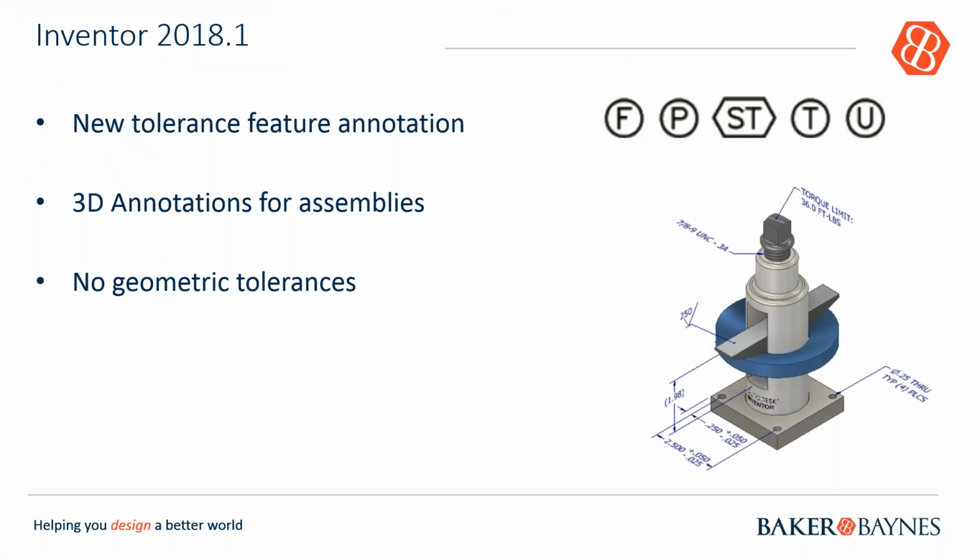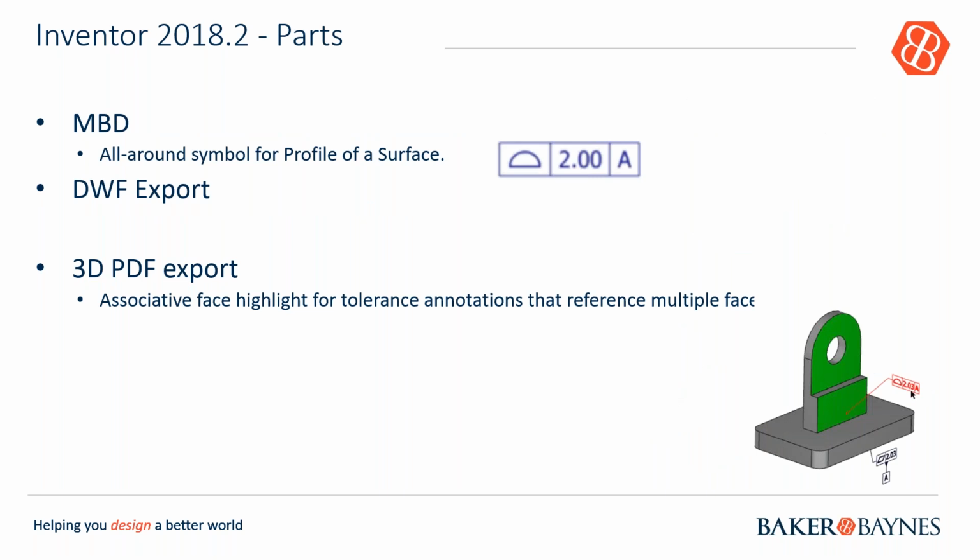If we look at the Inventor 2018.1 enhancements, we find that the new tolerance feature was introduced, okay, with nice new tolerance annotations that came in with it, 3D annotation for assemblies, and also geometric tolerances in 2018.1. And you can see that it had the free state, the projected tolerance zone, and also the statistical tolerance that you could use, but also the tangent plane was also available to you in 2018.1.